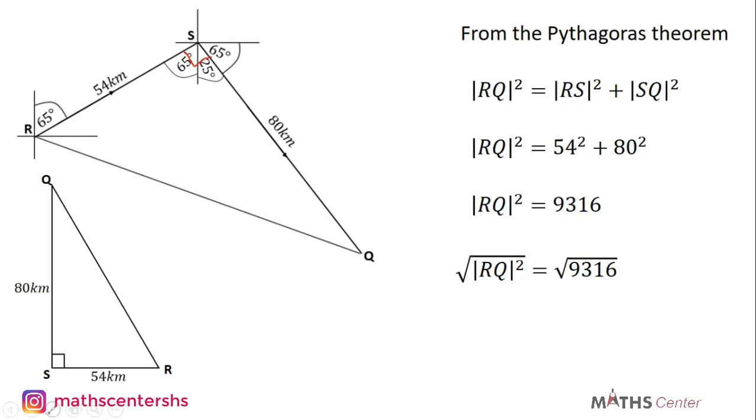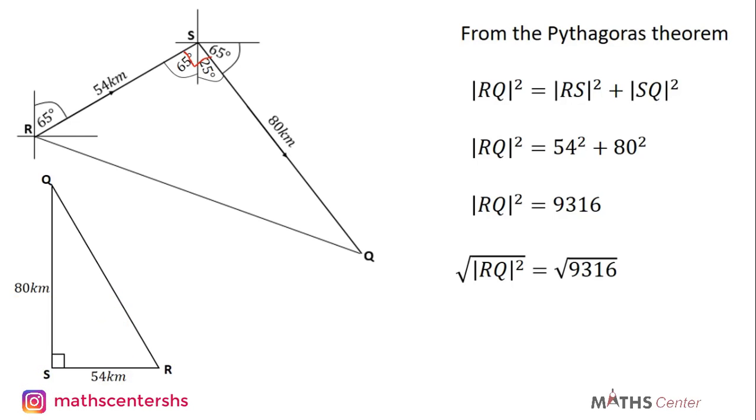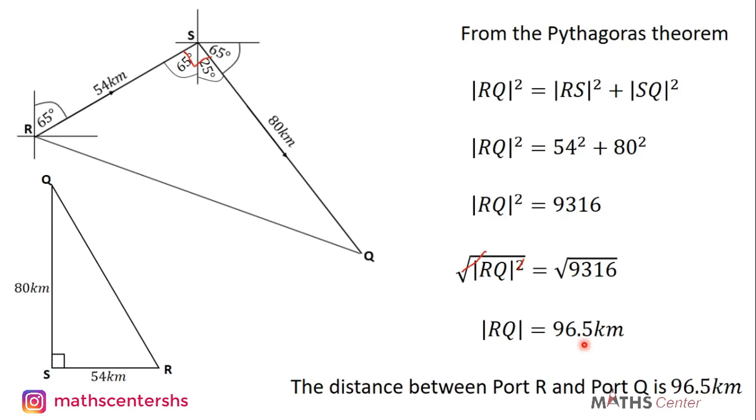Now as soon as you do that, we know from change of subject that if you take square roots, the squared here will cancel the squared here. We learned this in change of subject, and we also learned it under indices. So the squared here will cancel the squared here. So RQ is equal to 96.5 kilometers. The distance between port R and port Q is 96.5 kilometers.